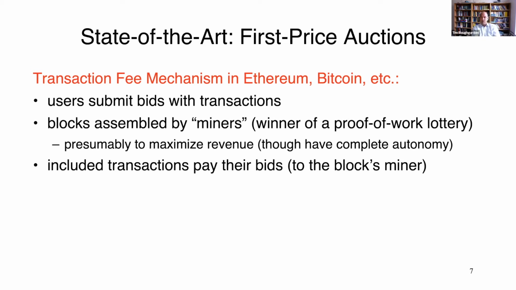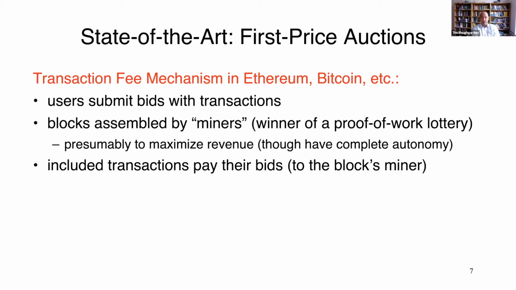Then blocks, of course, are assembled by miners. Currently, Ethereum is proof of work. So it's someone who got lucky and solved this difficult crypto puzzle. But in any case, a miner, the winner of this lottery, has dictatorial control over how it assembles its block. It can include whatever transactions it wants, and presumably it's to maximize revenue, though it can do whatever it wants. And then, whatever the creators of transactions offered to pay for transaction inclusion, well, then they pay it.